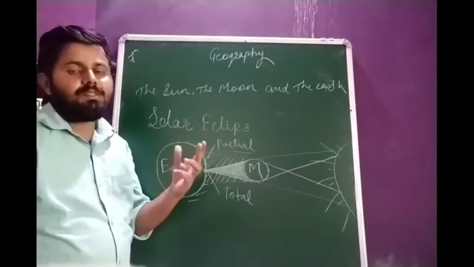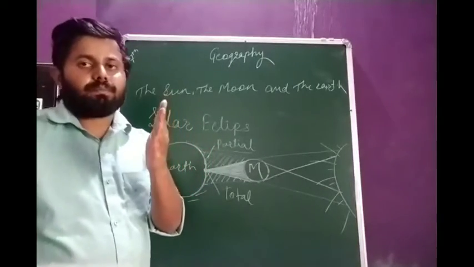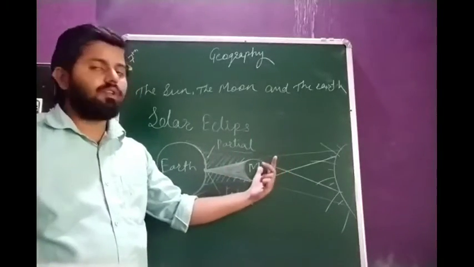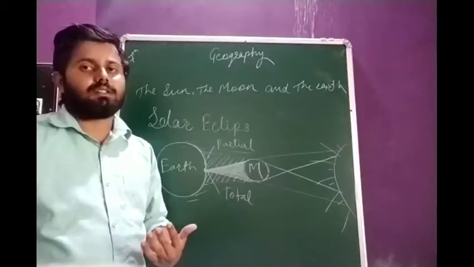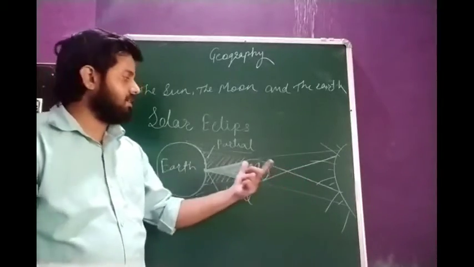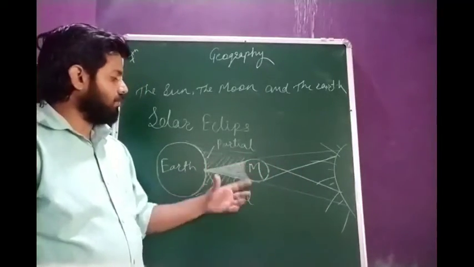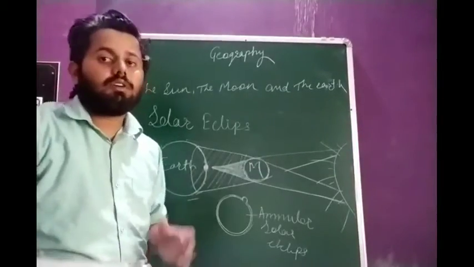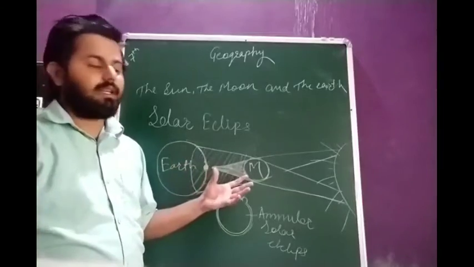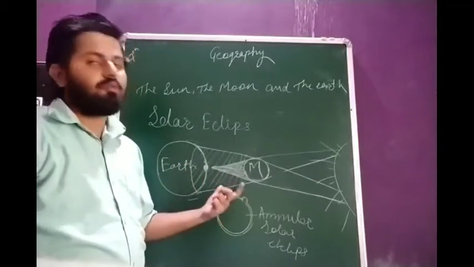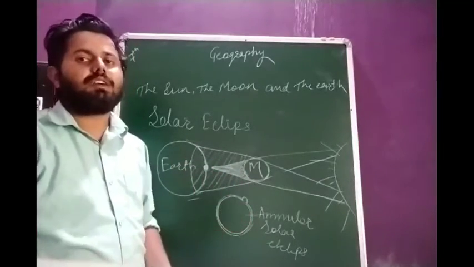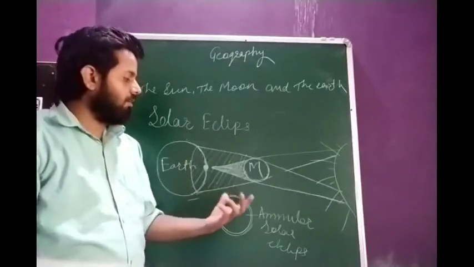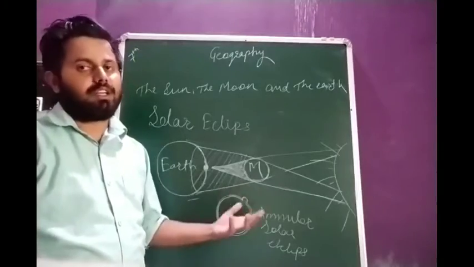So solar eclipse is the effect of the shadow, right? The shadow of the moon falls on the earth because of the light, and that is known as solar eclipse. I told you about the total solar eclipse and partial solar eclipse. The third and rare type of solar eclipse is the annular solar eclipse. It is very rare, very rare, right? After many years we get the experience of an annular solar eclipse.